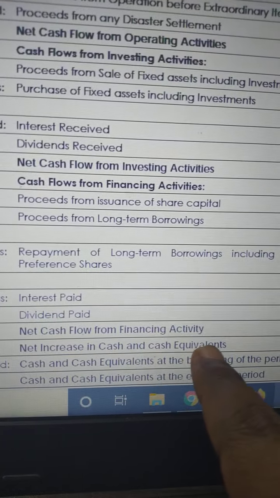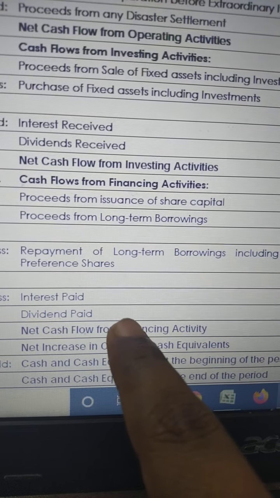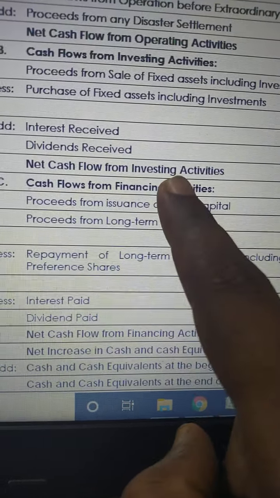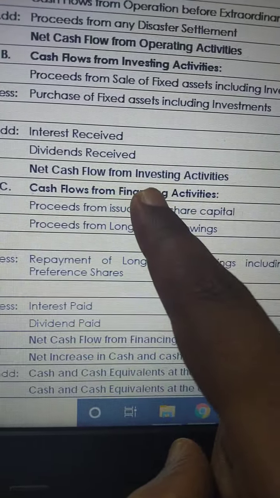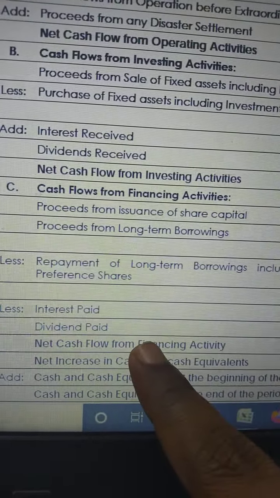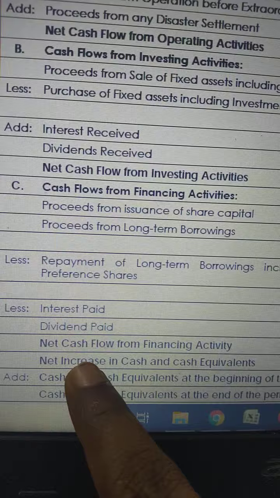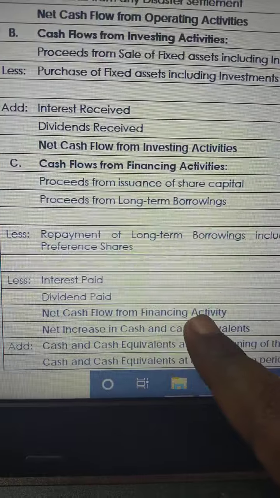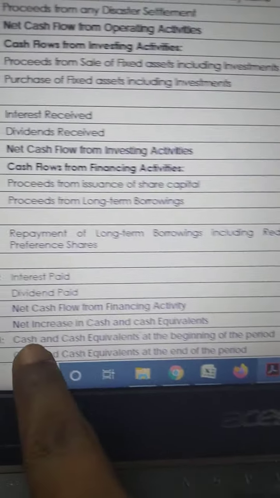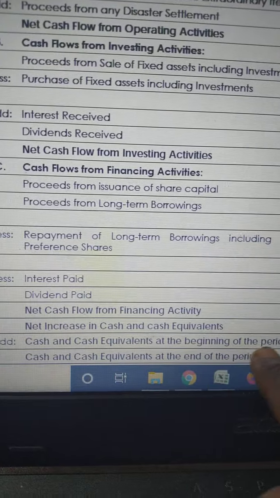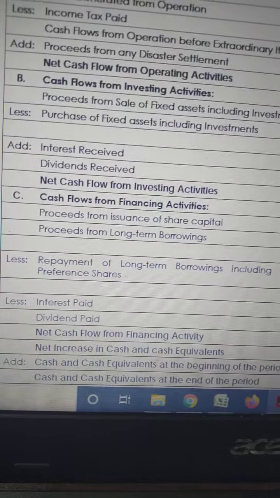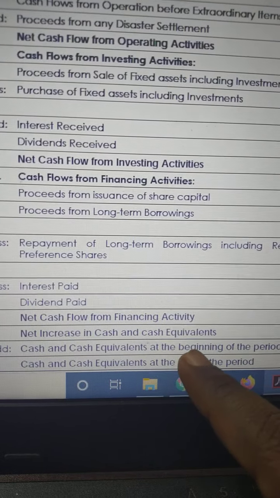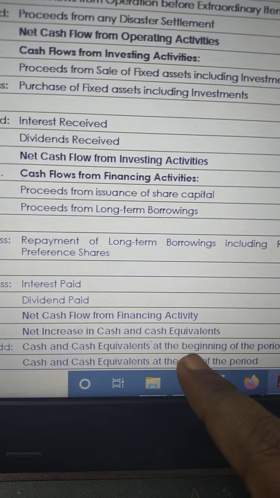Net increase in cash and cash equivalent means net cash flow from operating activity plus net cash flow from investment activity plus net cash flow from financing activity, equal to net increase in cash and cash equivalent. Something will come. With that, plus the opening balance, add cash and cash equivalent at the beginning of the period, equals the closing balance. That closing balance should tally with your balance sheet figure. Sometimes they will give the balance sheet, and you can cross check in the examination.